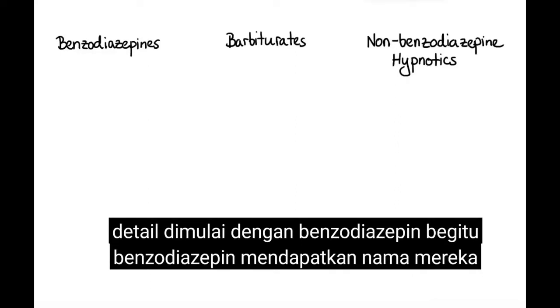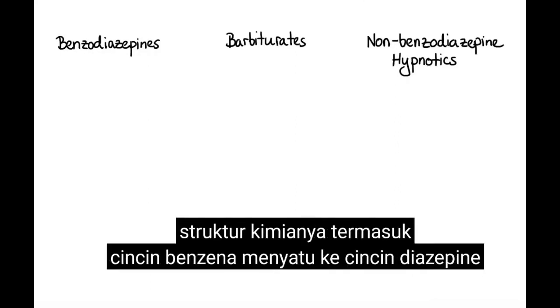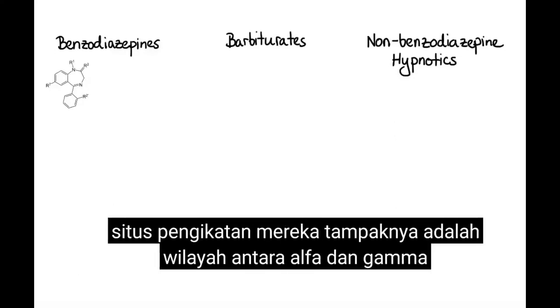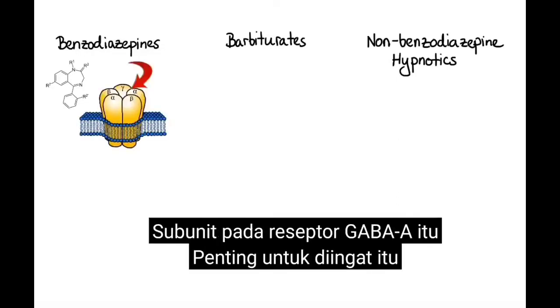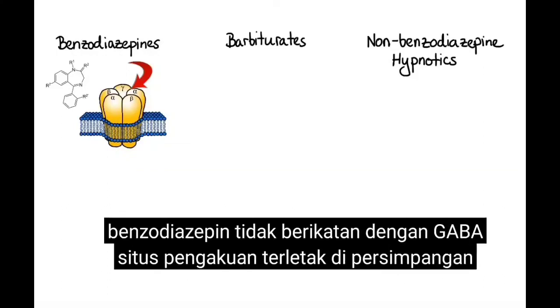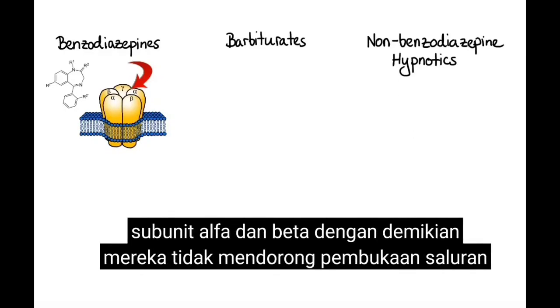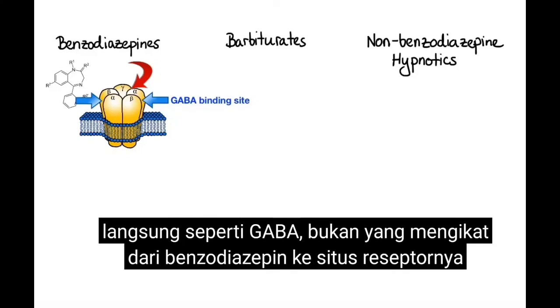So, benzodiazepines get their name from their chemical structure, which includes a benzene ring fused to a diazepine ring. Their binding site appears to be the region between the alpha and gamma subunit on the GABA-A receptor. It's important to remember that benzodiazepines do not bind to the GABA recognition site located at the junction of the alpha and beta subunits. Thereby, they don't induce opening of the channel as directly as GABA.